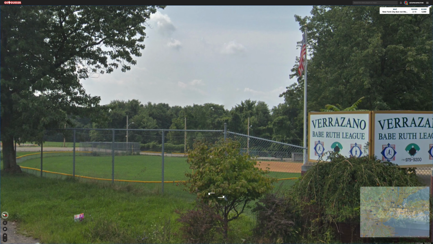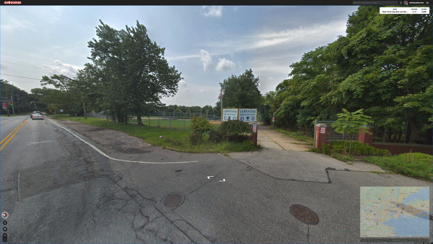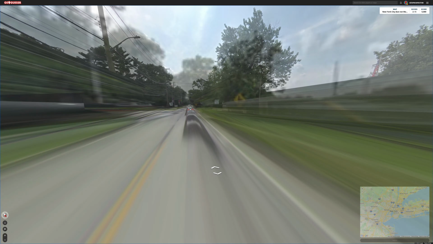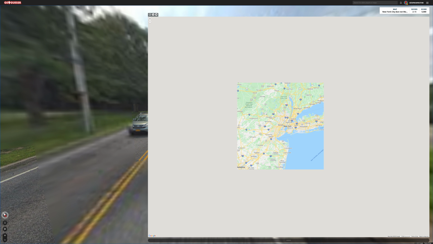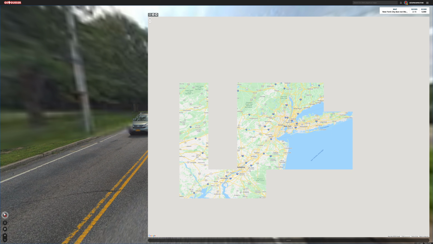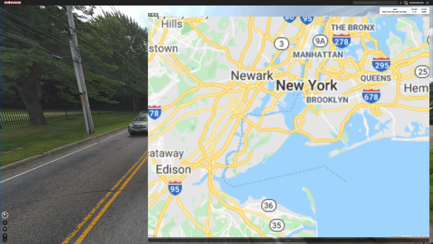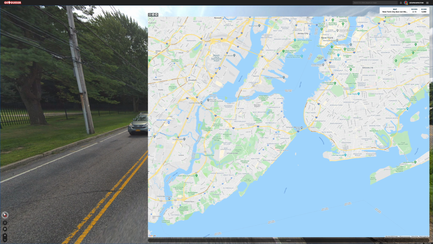Now, Verrazano Babe Ruth League. Okay. The Verrazano Narrows Bridge is what links Staten Island to Brooklyn. So that might give us a clue. Maybe we're in Staten Island. It certainly has that kind of feel to it, I suppose. Let's use that as a clue, shall we, just to get in. Of course, the Verrazano name could be applied to anywhere, but it's all we've got.